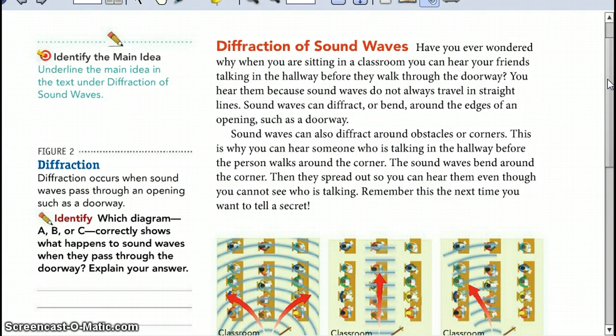Diffraction of sound waves. Have you ever wondered why, when you are sitting in a classroom, you can hear your friends talking in the hallway before they walk through the door? You hear them because sound waves do not always travel in straight lines. Sound waves can diffract, or bend, around the edges of an opening, such as a doorway. Sound waves can also diffract around obstacles or corners. This is why you hear someone who is talking in the hallway before the person walks around the corner. The sound waves bend around the corner. Then they spread out so you can hear them even though you cannot see who is talking. Remember this the next time you want to tell a secret.